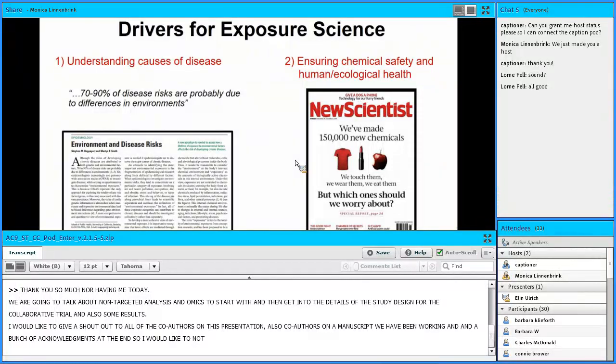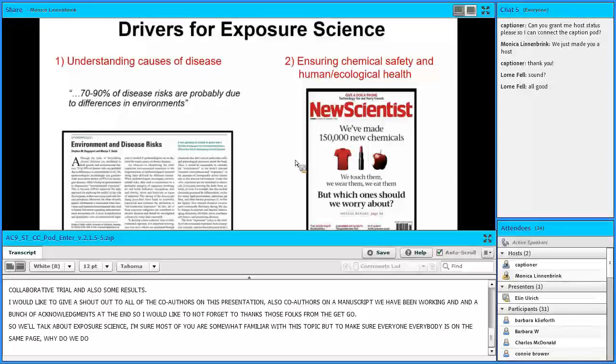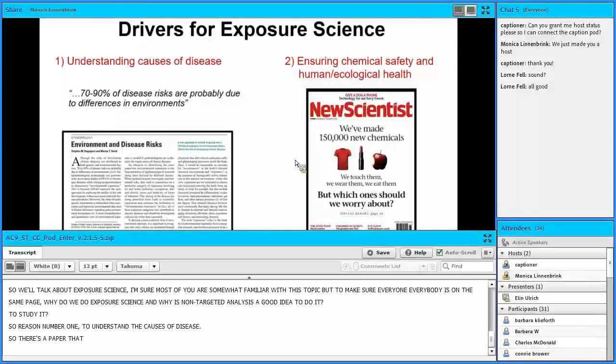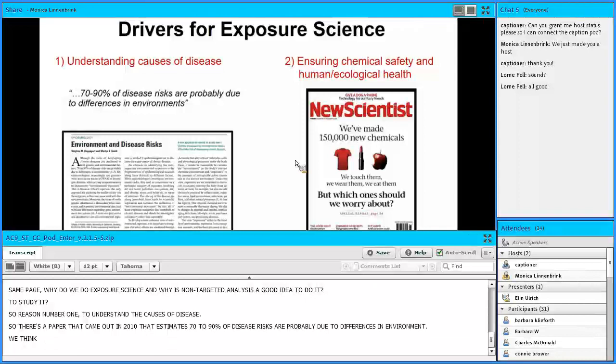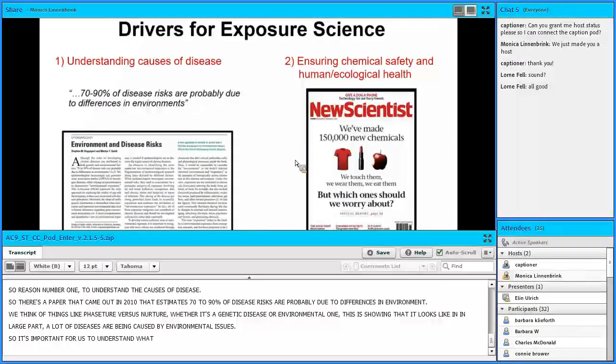So to start off, we're going to talk just a little bit about exposure science. I'm sure most of you are somewhat familiar with this topic, but just to make sure everybody's on the same page: why do we do exposure science, and why is non-targeted analysis a good idea to study it? Reason number one is to understand the causes of disease. A paper that came out in 2010 estimates 70 to 90% of disease risks are probably due to differences in environments. We always think of nature versus nurture, whether it's a genetic disease or an environmental one, and this shows that in large part a lot of diseases are being caused by environmental issues. So it's important for us to understand what those environmental stressors are that might be causing diseases, and that's one of the reasons we're very interested in exposure.